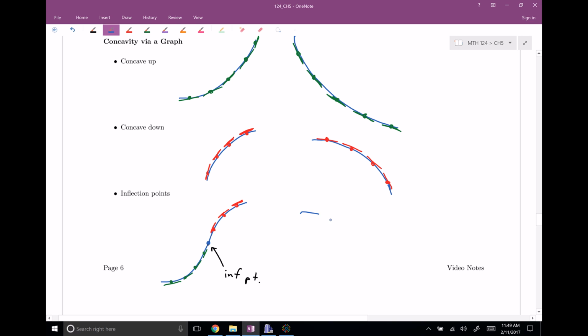If you do something like this, the point right here is also an inflection point, I guess. This is where you switch from concave down, so below its tangent lines, to above its tangent lines.